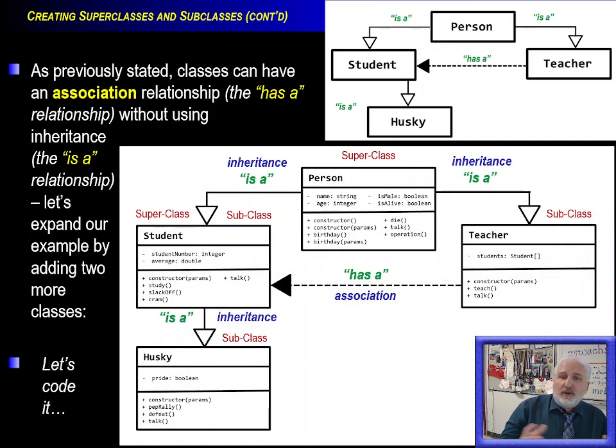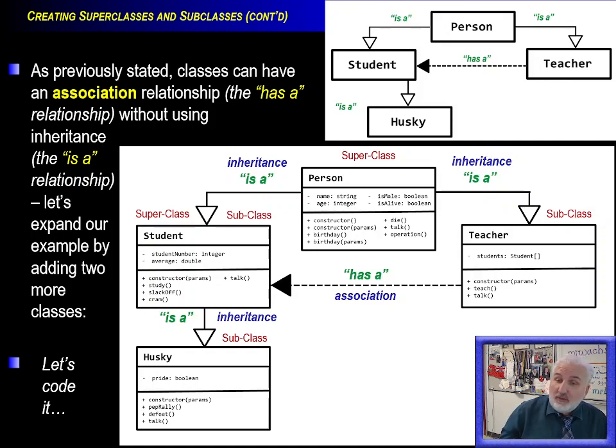All right, so here you can see four classes: person, student, teacher, and husky, and the relationship between those classes. A student is a person. A husky is a student, therefore a husky is also a person. A teacher is a person, and a teacher has a student. So that's a relationship that has association and inheritance all combining.